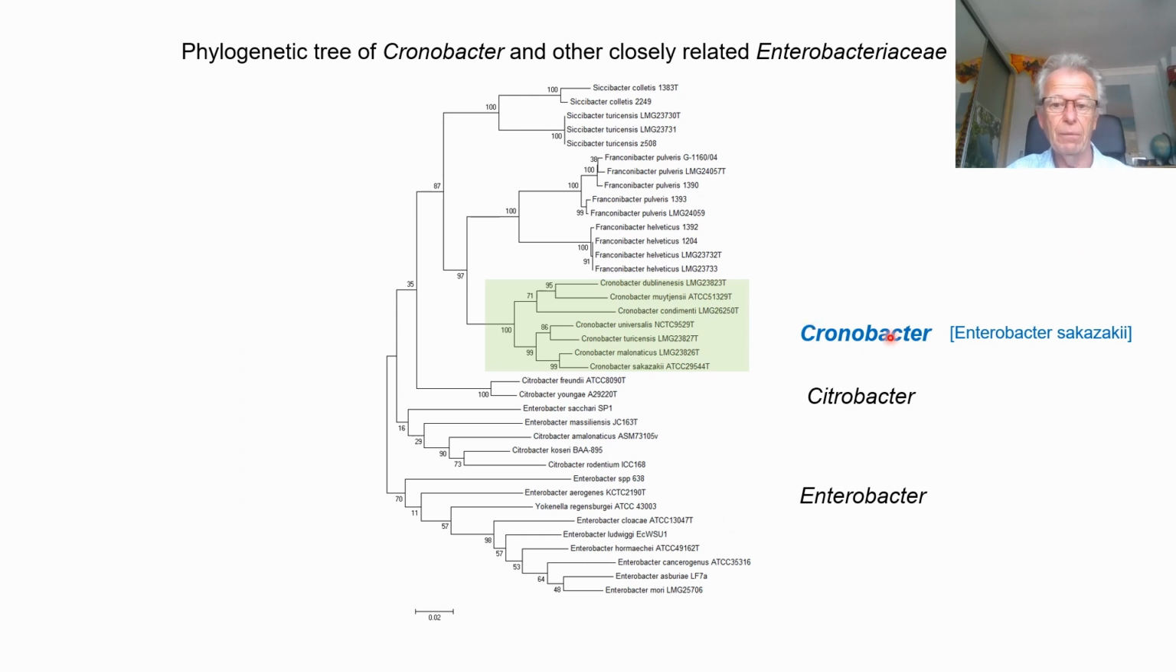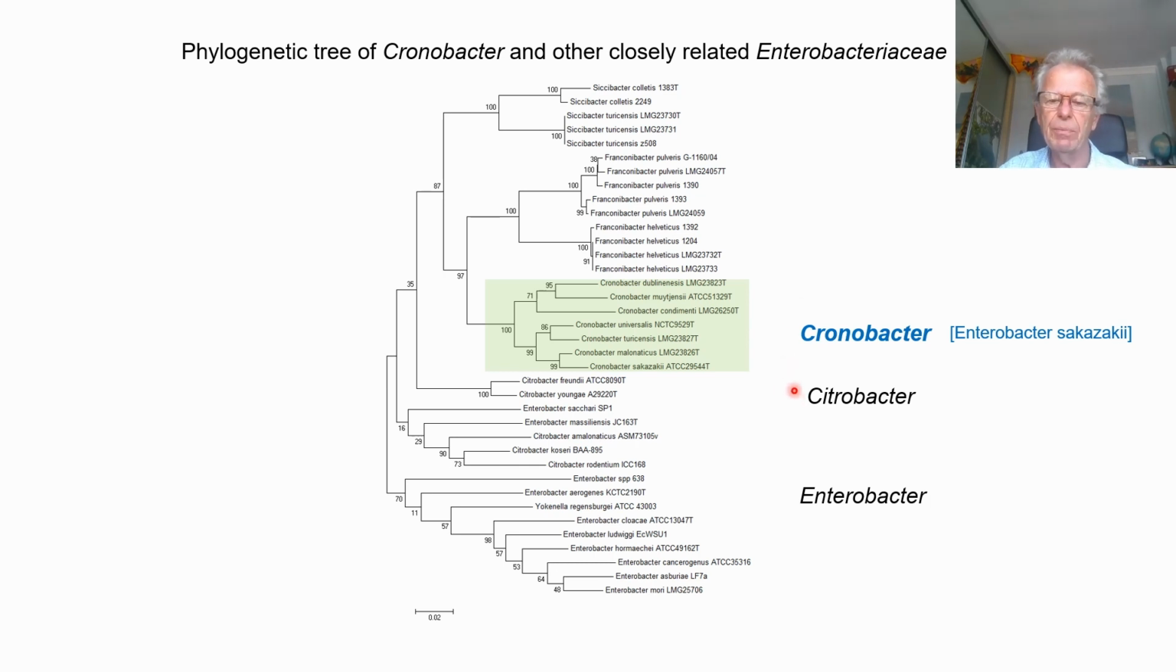Cronobacter is the name of a bacterial genus within the Enterobacteriaceae. The genus is composed of 7 species, of which one is Cronobacter sakazakii. Now, the previous name for the genus was Enterobacter sakazakii, and some people think Enterobacter sakazakii means Cronobacter sakazakii. That is not true. Enterobacter sakazakii covered the whole genus, of which one species out of the 7 is sakazakii.